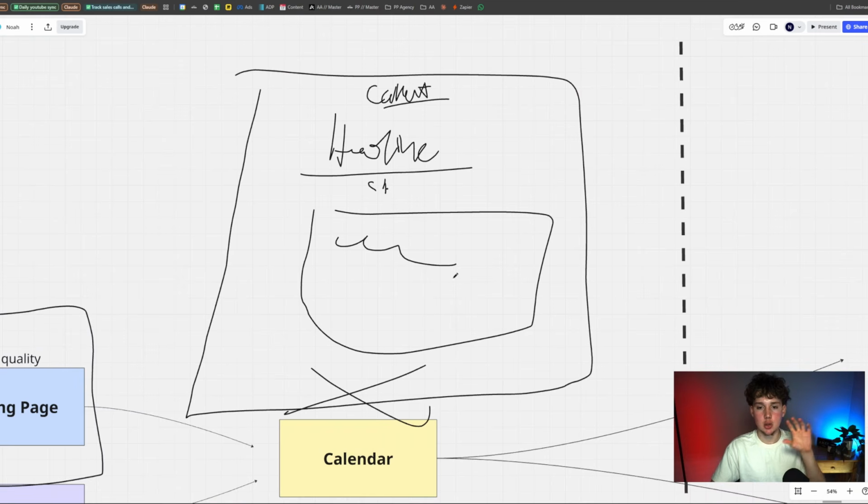You just want to make sure this is above the fold as well. So when they load the page, the calendar is right there. They don't need to scroll down to get to the calendar to book. Keep it as low friction as possible. This is all the calendar page should look like.